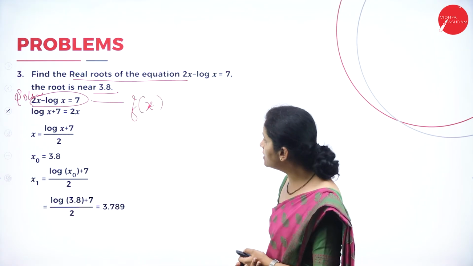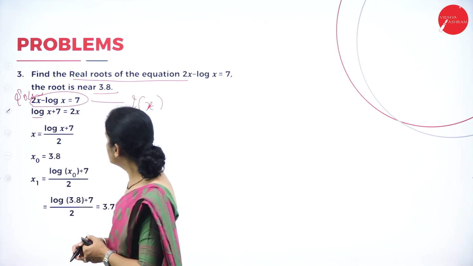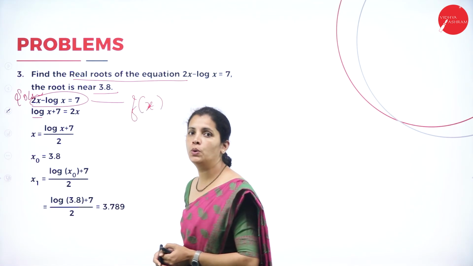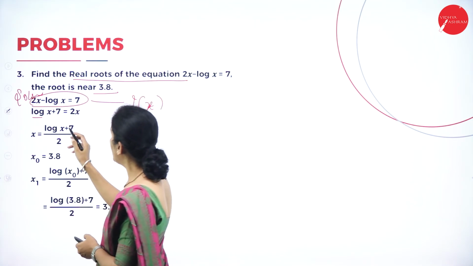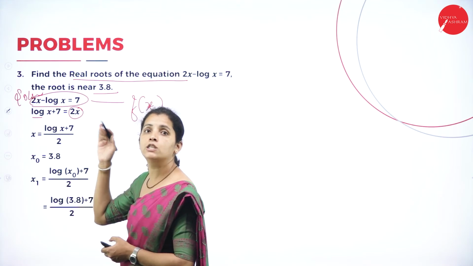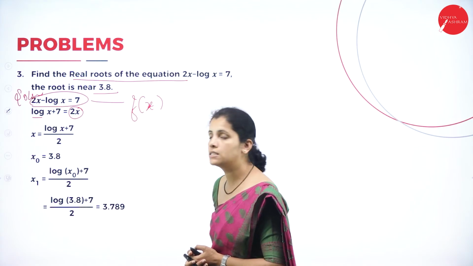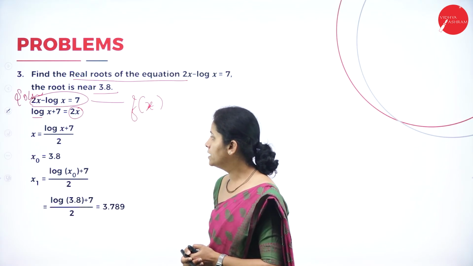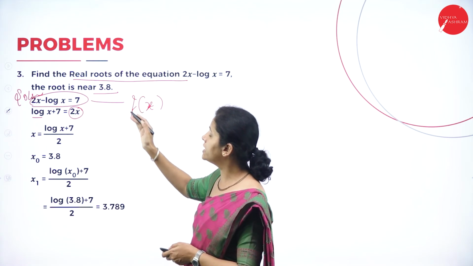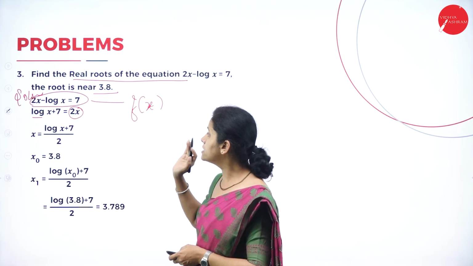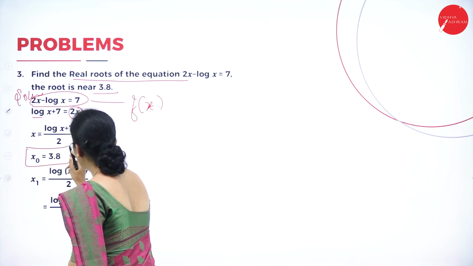So, dear student, further simplifying this equation, I will get log x plus 7 equal to 2x. So, I am going to simplify this further. After that, I want to find the x value. So, x equals log x plus 7 divided by 2. Now, I know my x naught value because in the question they directly mentioned that it is 3.8. So, this is my x naught value.